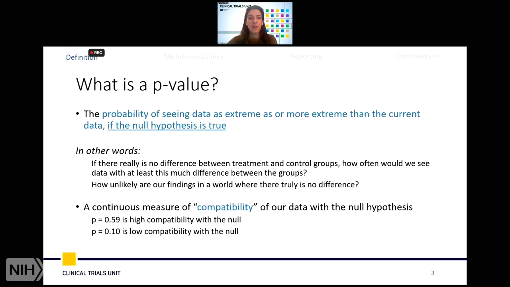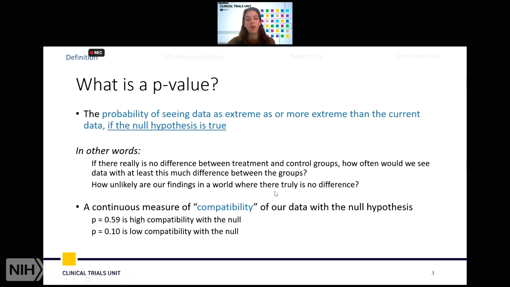So firstly, what is a p-value? In the strict statistical sense, there is a clear definition of a p-value, which is the probability of seeing data as extreme as or more extreme than the current data if the null hypothesis is true. In other words, if there is really no difference between the treatment and control groups under investigation, how often would we see data with at least our observed difference between the groups? Or how unlikely are our findings in a world where there is truly no difference between the groups?